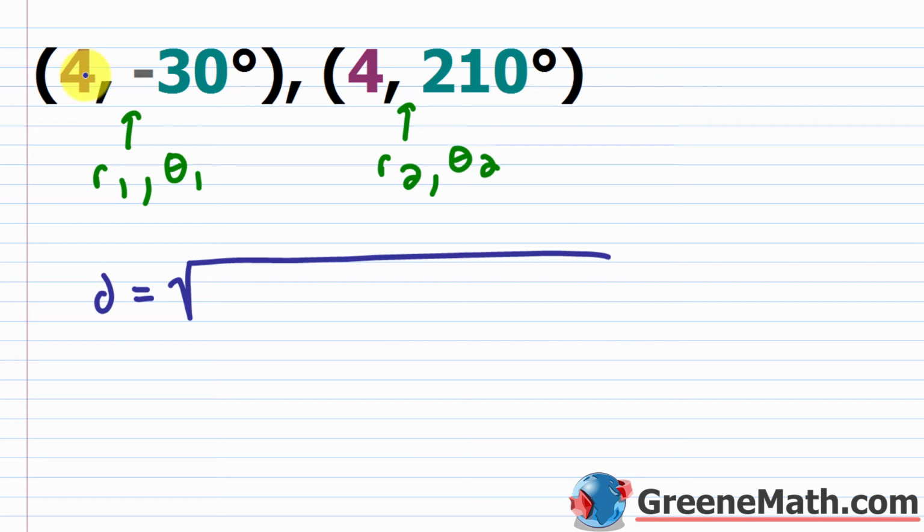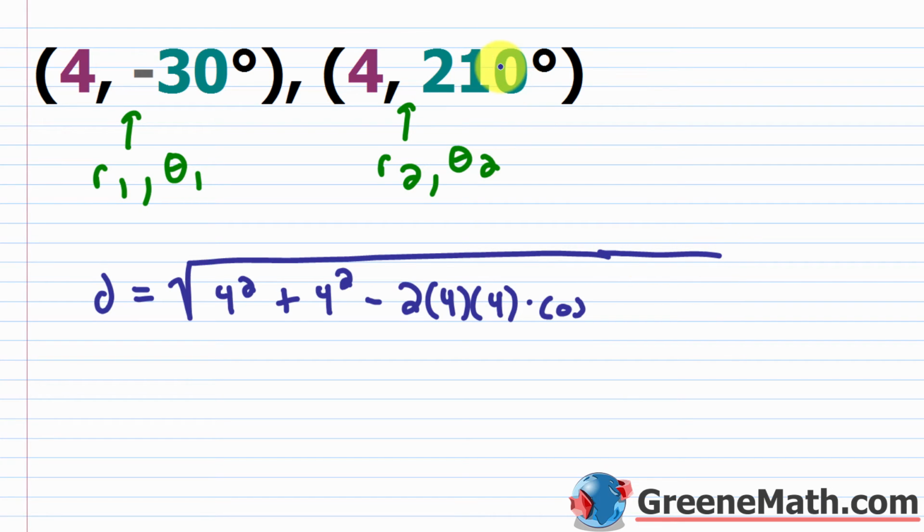You're going to take this guy and square it, so 4 squared. Plus, you're going to take this guy and square it, so 4 squared. And then minus, you have your 2 times this guy times this guy. So 4 times 4. And then times the cosine of the angle between them. So what I'm going to go ahead and do is just say it's 210 degrees minus a negative 30 degrees. Remember, minus a negative is plus a positive. So 210 degrees minus a negative 30 degrees. And let me go ahead and close that down. And from here, we're just going to simplify.